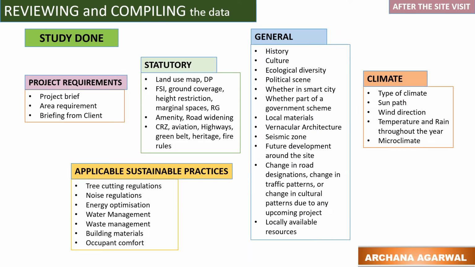The other study done about the site and its surroundings includes history and culture of the place, ecological diversity, political scene, whether in smart city, whether part of a government scheme, local materials, vernacular architecture, seismic zone, future development around the site, change in road designations, change in traffic patterns, or change in cultural patterns due to any upcoming project, and locally available resources.